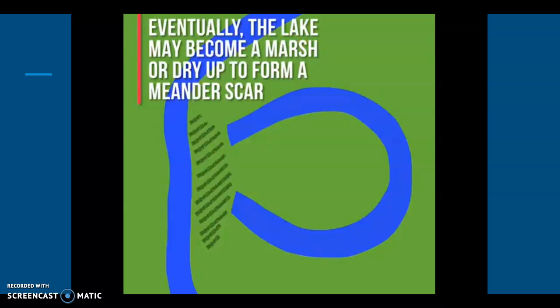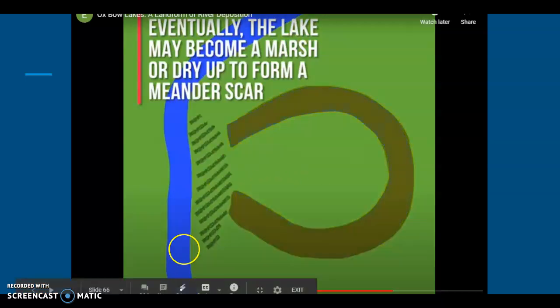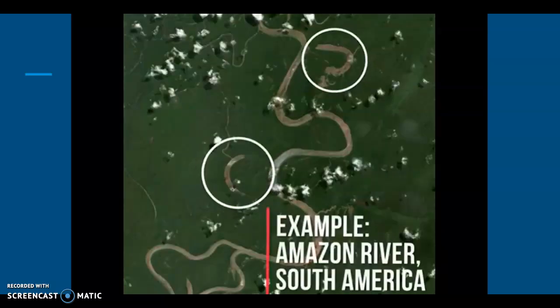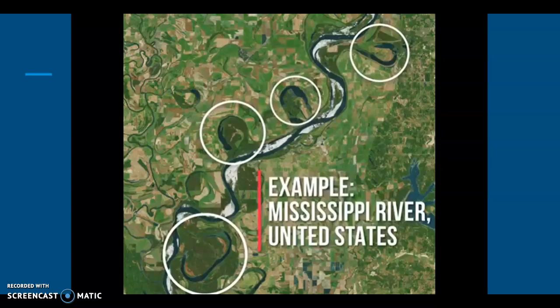Eventually, the oxbow lake may turn into a marsh, or may dry up completely to form a meander scar. An example of an oxbow lake can be seen in the River Moy in County Mayo. Oxbow lakes can also be seen in the Amazon River in South America and on the floodplain of the Mississippi River in the United States.